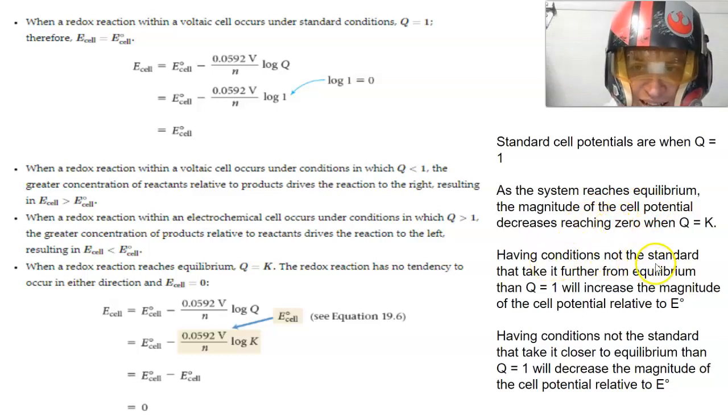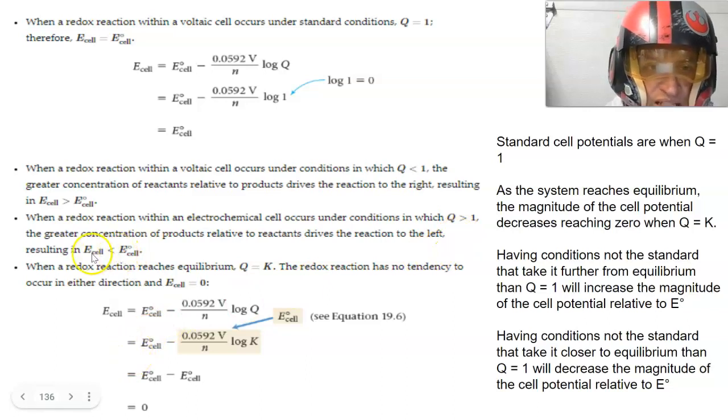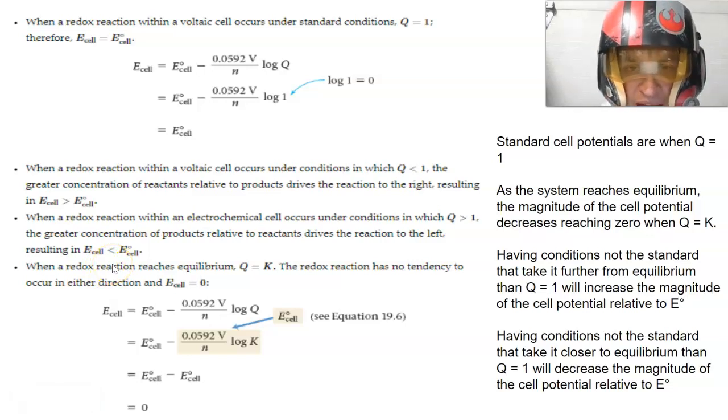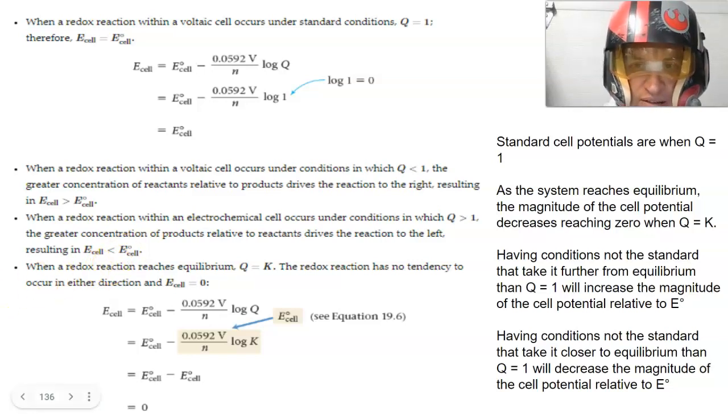Having conditions not the standard that take it further from equilibrium than Q equals 1 will increase the magnitude of the cell potential relative to E naught. Having conditions not the standard that take it closer to equilibrium than Q equals 1 will decrease the magnitude of the cell potential relative to E naught. Again, read this again here, but this is showing it in action. This is something that will come up somewhere on there, because the idea is that you're trying to understand how these different cells function based upon it being not at standard conditions. However, because again, when are batteries always at the same standard conditions?